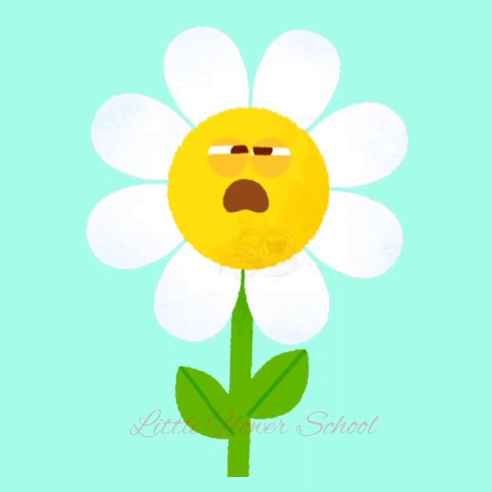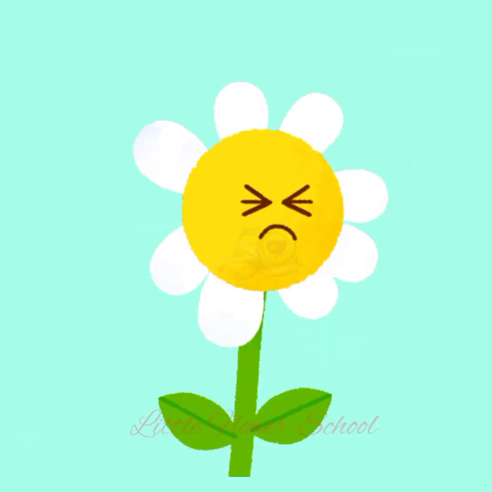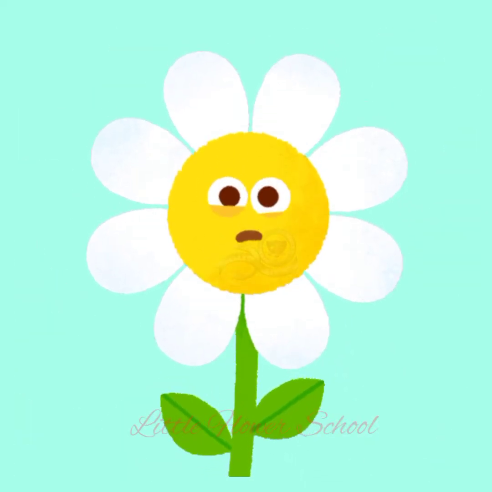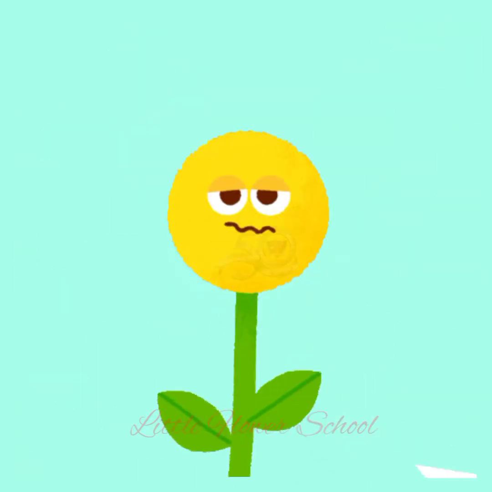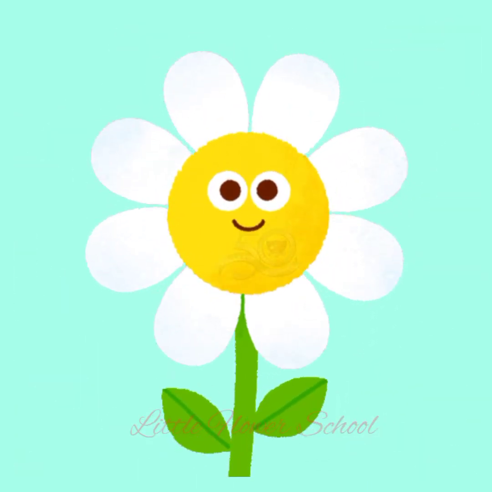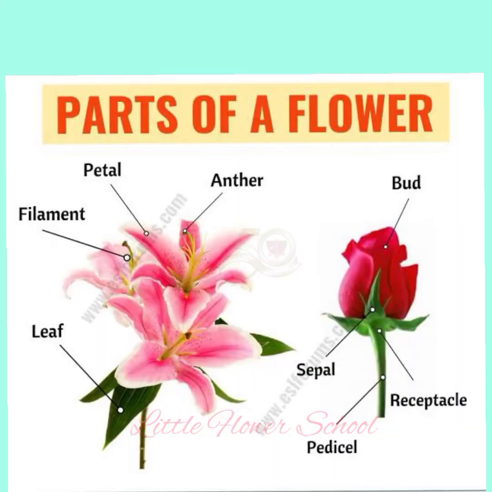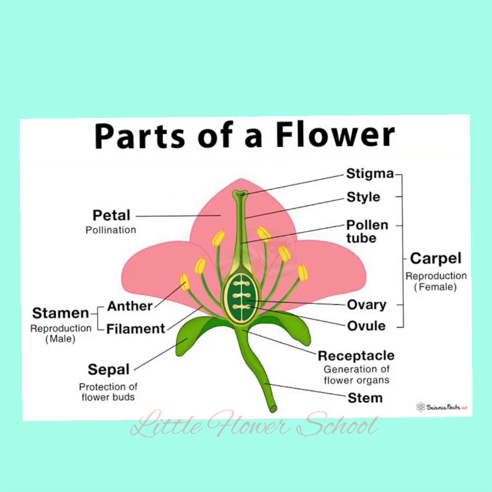Children, now we'll learn about flower. We have all seen flowers, right? Flower is a reproductive part of a plant. Flower is a modified shoot. Flowers have four important parts, namely sepal, petal, androecium and gynoecium. First, we'll learn about sepal. Sepal is the outer part of a flower. Usually, it is small and green in color. It protects the bud in the early stage.